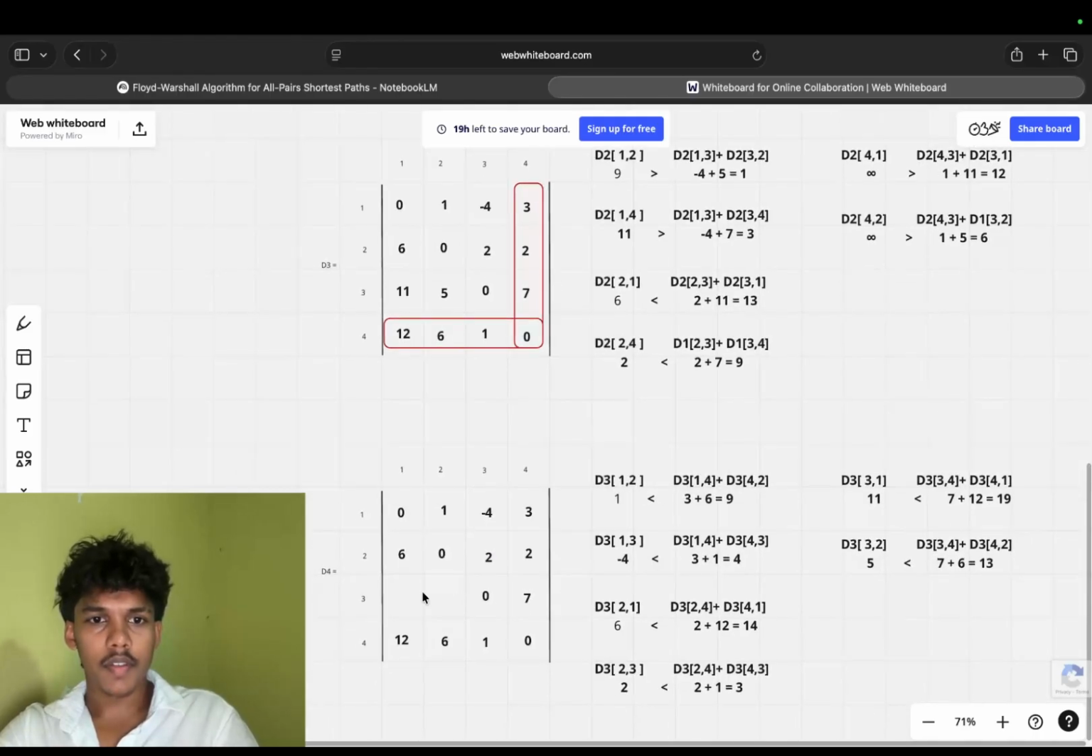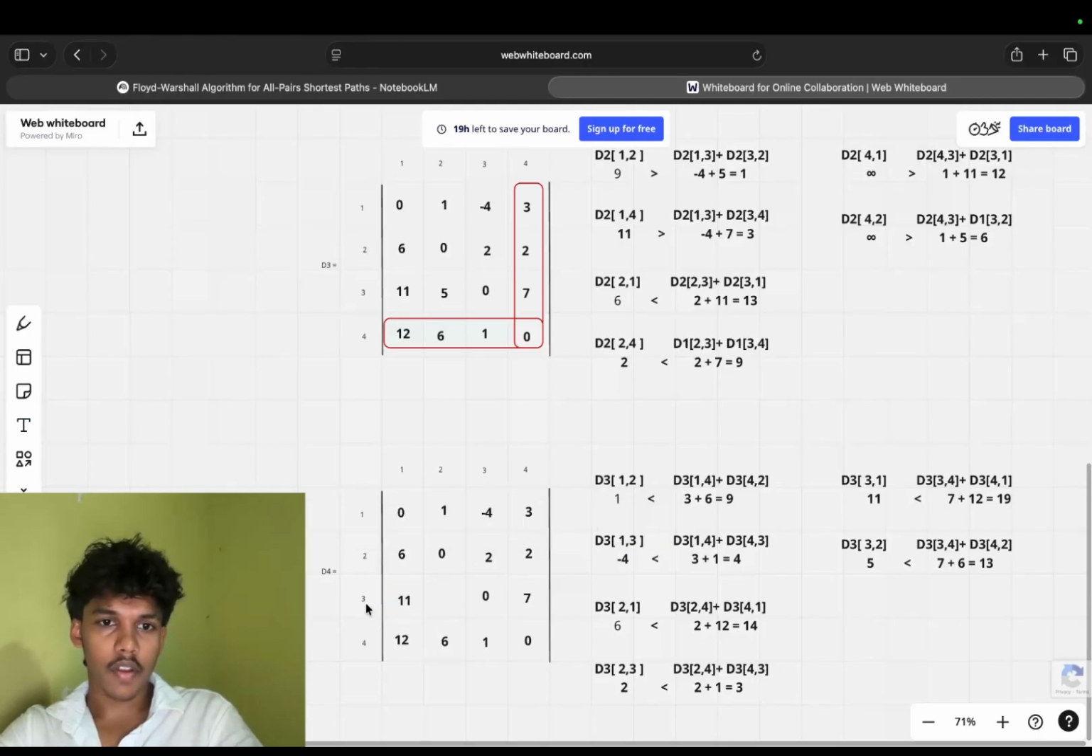Okay, then we have to fill out 3 to 1. 3 to 1 we have 11. Our middle element path is 3 to 4, then 4 to 1. 3 to 4 is 7, 4 to 1 is 12, so we will get 19 as our answer, but 11 is less than 19, so we will add 11.